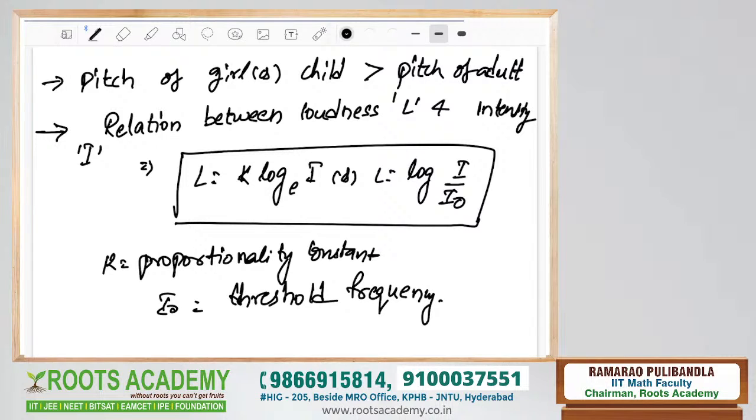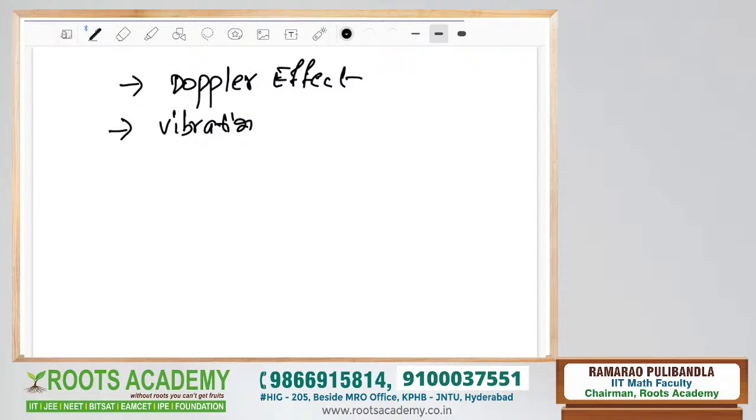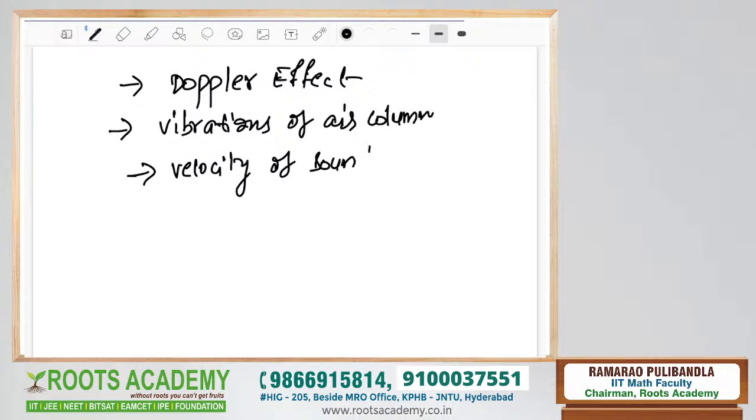So these are a few main important concepts through which we'll be having most of the problems. Most of the problems would be mathematical, expected most from the Doppler effect, and next the vibrations of the air column, and next the velocity of the sound. Here we have covered the open pipe and the closed pipe, and based on the first and second harmonics we will be having most of the problems.